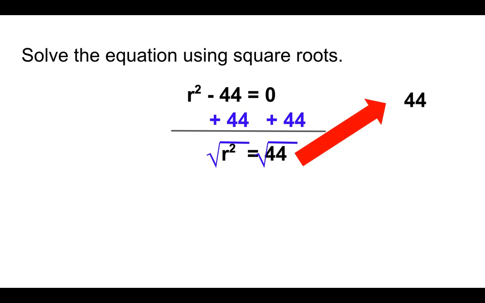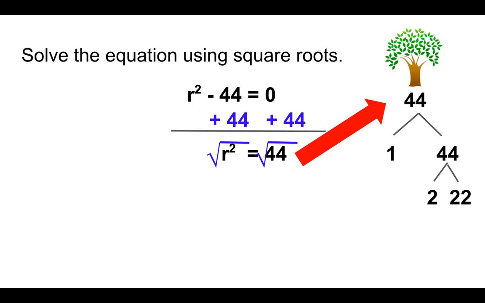To find out what the square root of 44 is, it's not a nice number like 5. So we're going to use a factor tree. 44, I can break it up into 1 times 44. 1 can't be broken up any farther, but 44 can. So I can break it up into 2 times 22. 2 can't be broken up any farther, but 22 can. To 2 times 11. This is known as prime factorization because the 1, 2, 2, and 11 cannot be broken up into any other factors.